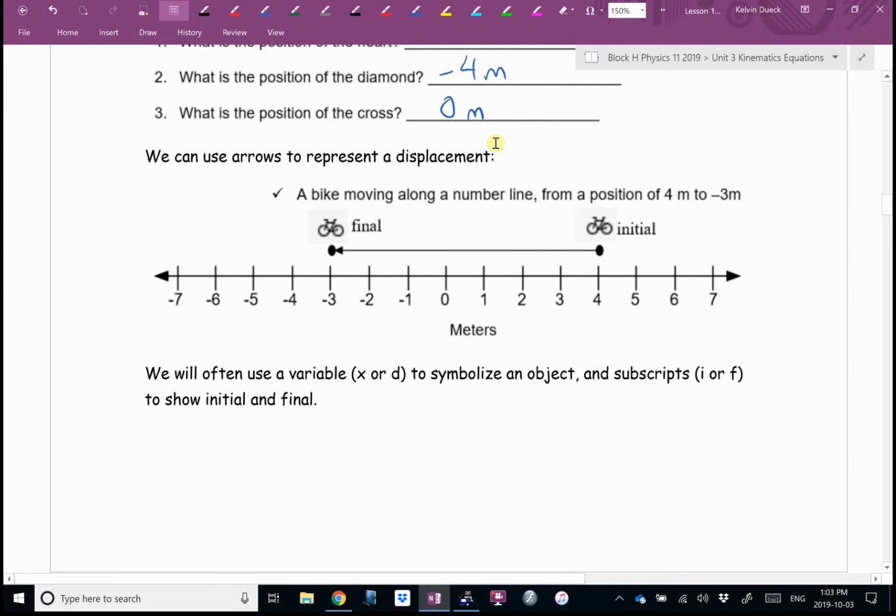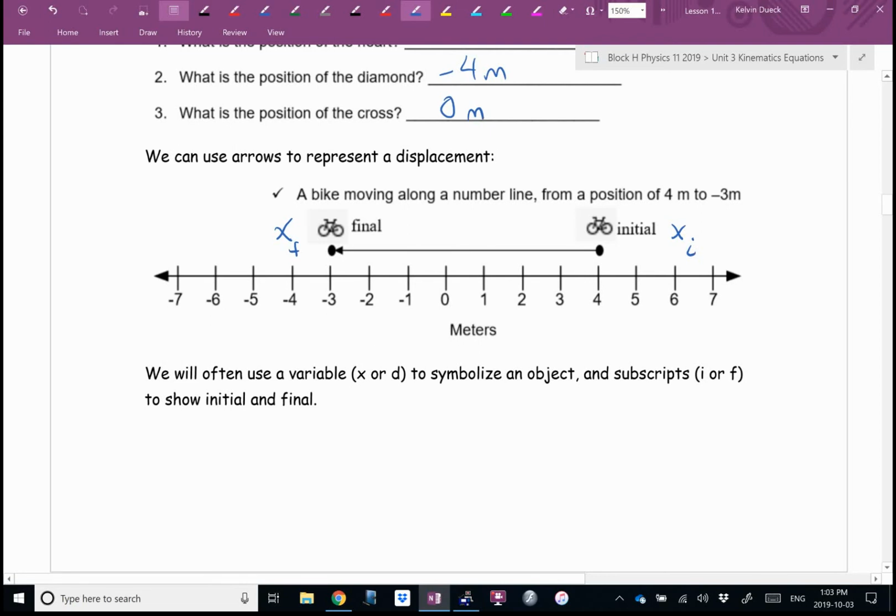We can use arrows to represent a displacement, a direction. Here's a bike moving along a number line from a position of +4 to -3. We're going to often be using words like final and initial, but we're going to abbreviate. What would be a good abbreviation for the word final? We're going to use a lowercase f as a subscript. What would be a good abbreviation for the word initial? We're going to use a lowercase i. In other words, if I didn't want to write the word final, I might use, for example, an x for position and a lowercase f, and an x for position and a lowercase i.